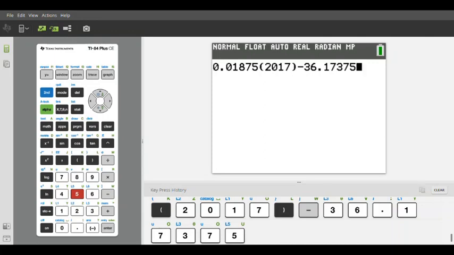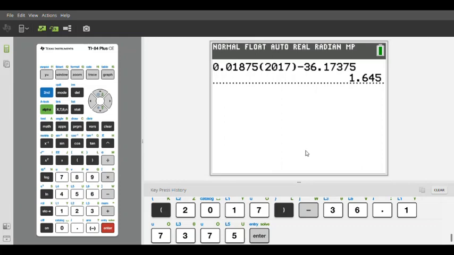Alright, so over here on your TI, I've got it typed in 0.01875 times 2017 minus 36.17375. All you got to do after typing it in is hit enter, and it gives you the answer of 1.645. And that's pretty much that simple.